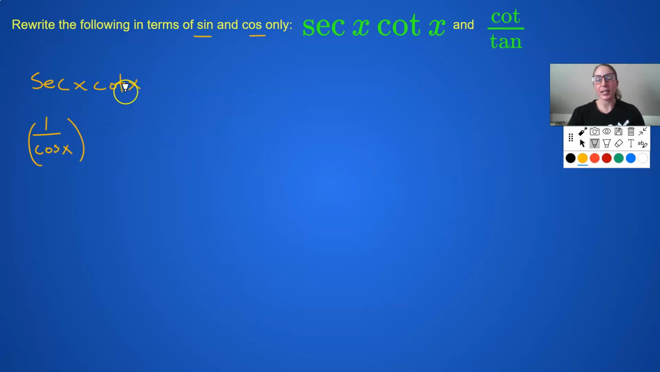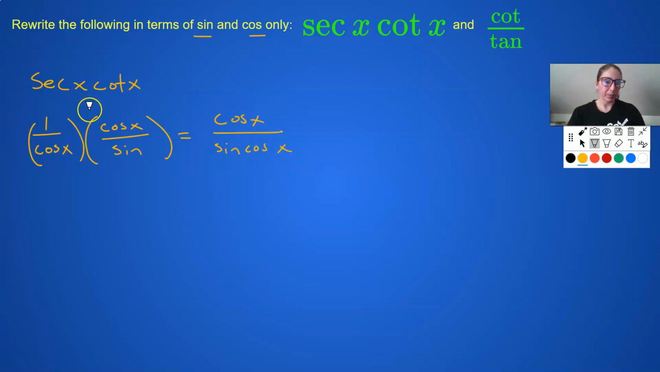Okay, how does cotangent have a relationship with sine and cosine? Oh, the ratio identity. I know that cotangent is equal to cosine over sine. So now, multiply straight across the top, cosine x over sine times cosine, right? Again, to review, secant became 1 over cosine. Cotangent became cosine over sine. So now I can knock out my cosines.